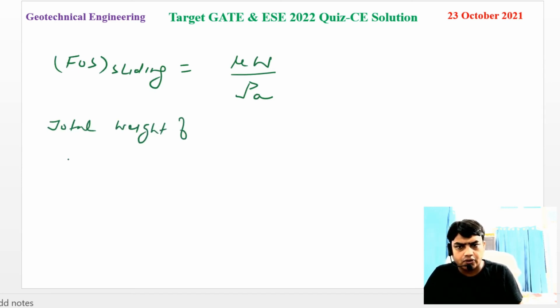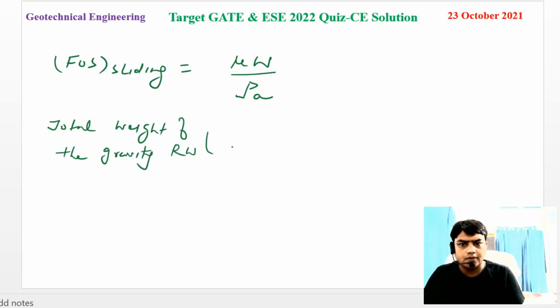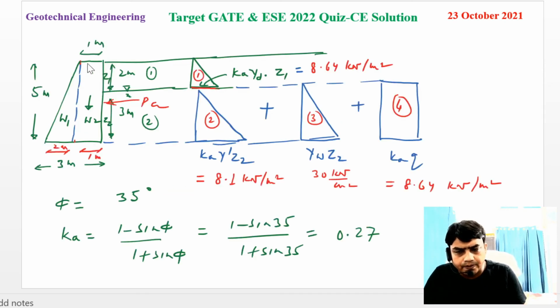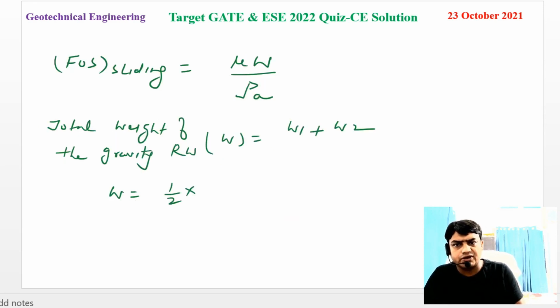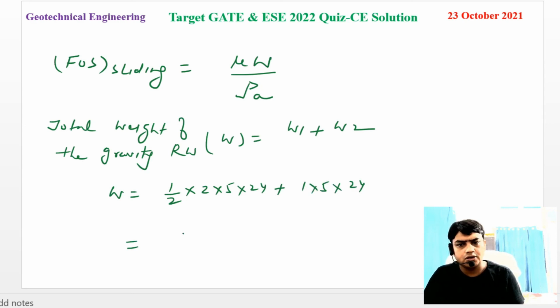The total self weight of the gravity retaining wall, W, can be written as W1 plus W2. So the total W is 1 by 2 into the top width is 1 meter, so this is also 1 meter, so this is 2 meters, 1 by 2 into 2 into 5 into the unit weight of concrete, 1 by 2 into 2 into 5 into 24, plus 1 into 5 into 24. So it will be 240 kilonewton is the total weight.